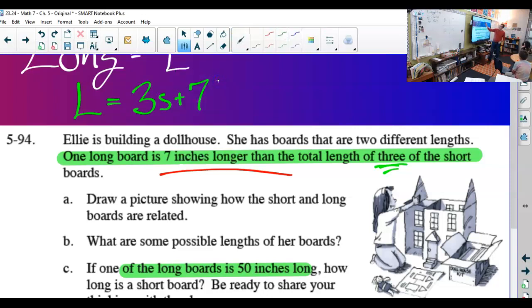So wait a minute, they just told us this, 3S plus 7, is 50. I want you to turn to your neighbor and see if you can figure out how we could determine what the short board is from what they told us.